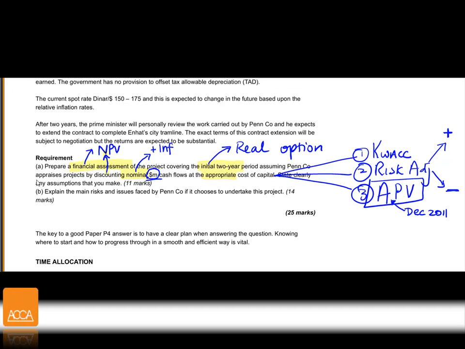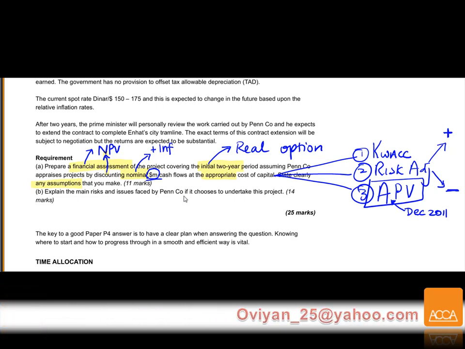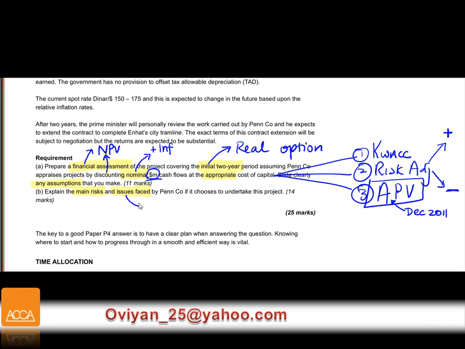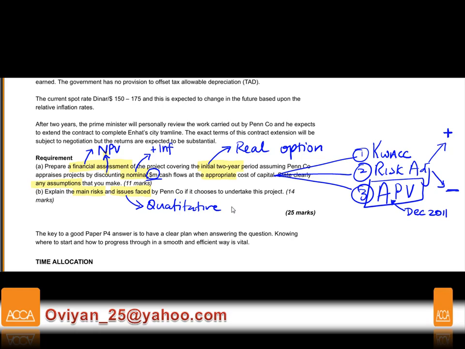Now, coming back to this question, state clearly any assumptions that you may want to make. Then, explain the main risks and issues faced by the company if it chooses to undertake this project. What are the main risks? And what are the issues? So one is going to be risk, and two is going to be issues. The issues you can talk about are your qualitative factors. What are your qualitative factors? Think about qualitative factors as we read this question later on. What are the qualitative factors that you want to write if it chooses to undertake this project?